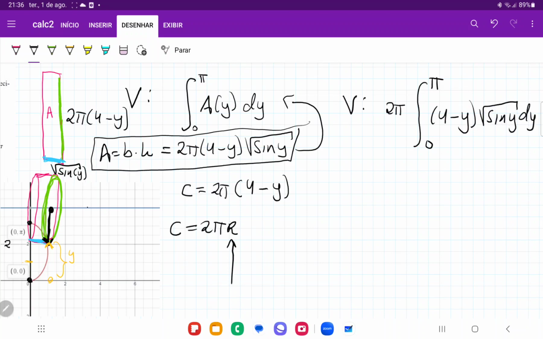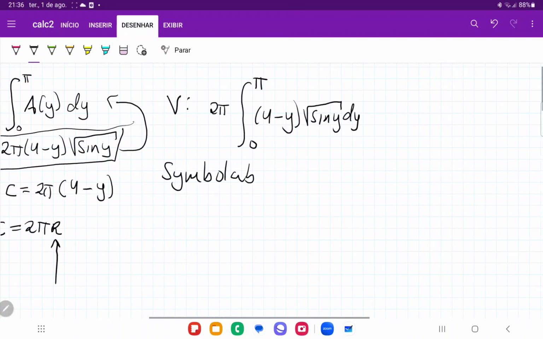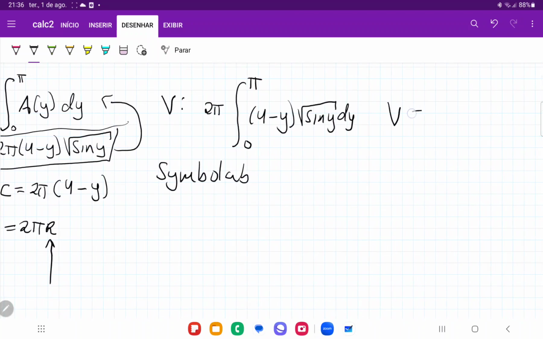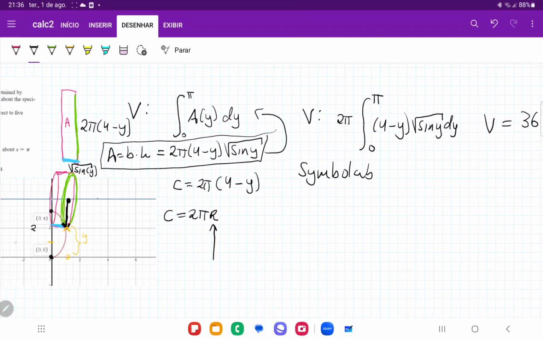Thankfully, this problem wants us to evaluate this integral using a calculator. It does not want us to do it by hand. So I'm using the online calculator called Symbolab. I'm going to evaluate this definite integral, and when I do, I get that the volume is equal to 36.57476. That's what I get when I take that area here and revolve it around the line y is equal to 4.